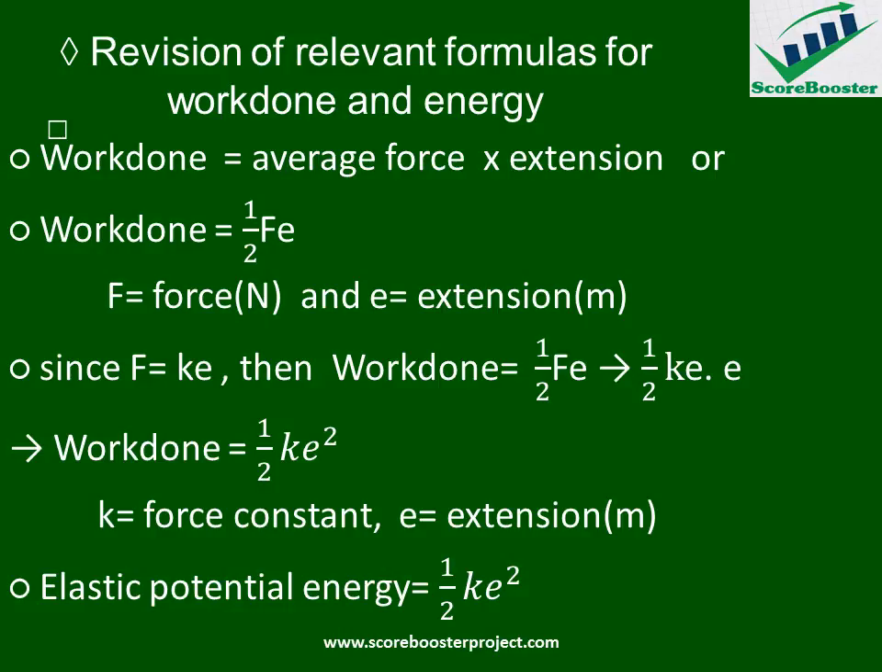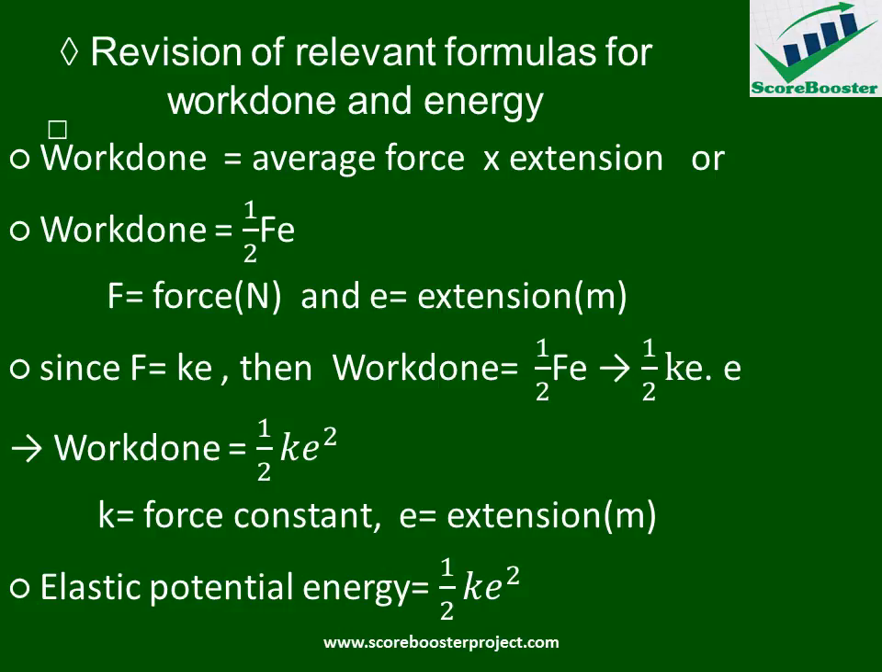We also derived the formula for work done to be half Fe. Alternatively, our work done can be calculated using work done equals half Ke squared. K here represents the force constant in Newton per meter. E represents the extension in meter. F represents the force in Newton. And lastly, we talk about the elastic potential energy, which can be calculated using half Ke squared.